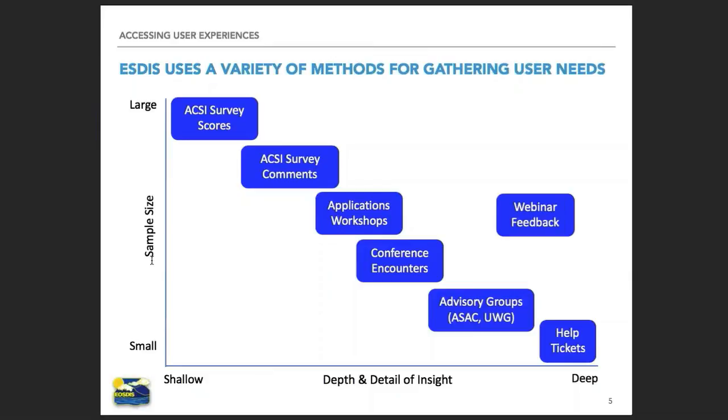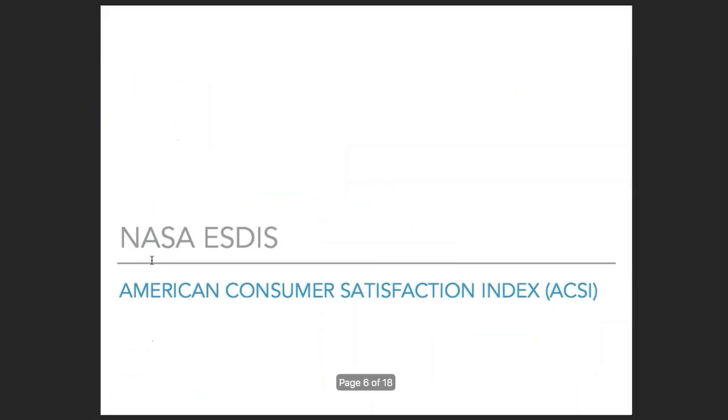But if you go down, we also attend application workshops that have hundreds of people, these conference encounters, AGU, et cetera. We have advisory groups that still provide information, the UWGs that advise the DACs as well. They have input. And even all the way down to help tickets, where people are saying, this button does not work. So it's a gamut of information that we're actually taking in. And the webinar and that feedback, I'm going to talk about at the very end. So keep this in mind as we walk through these.